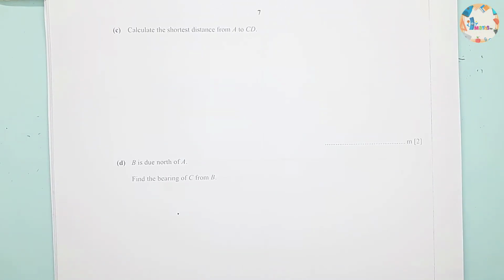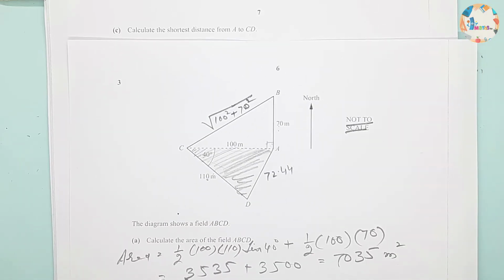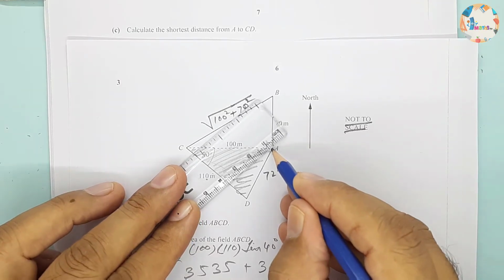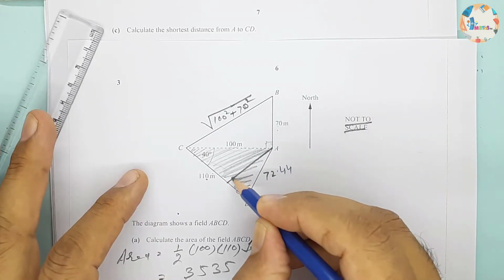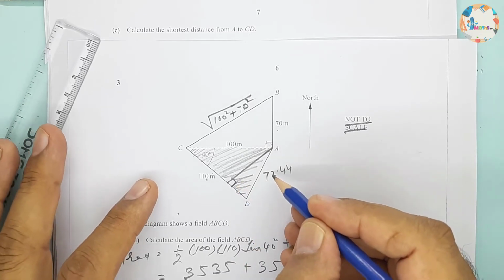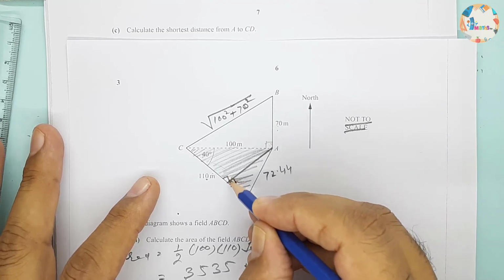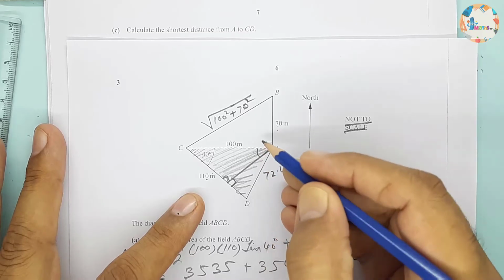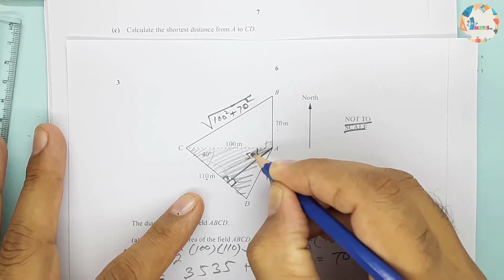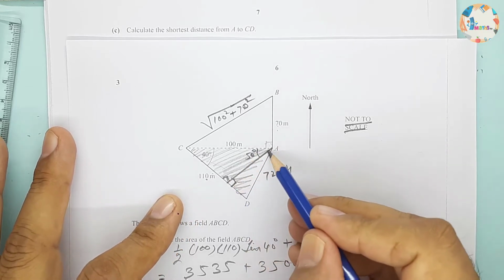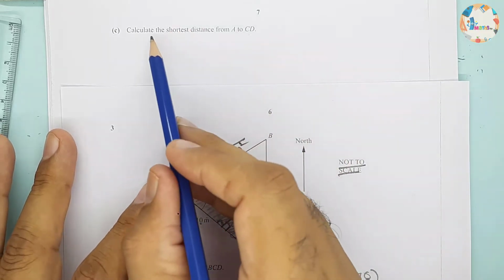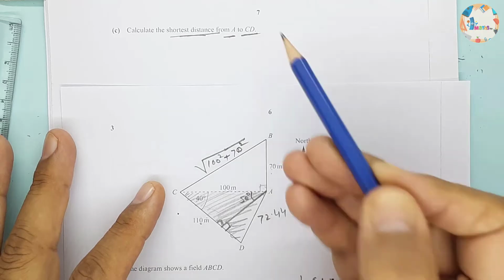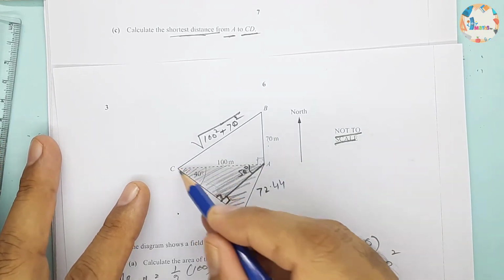Now part C: calculate the shortest distance from A to CD. To show the shortest distance, we can look at the diagram again. The shortest distance will be the perpendicular on this point. If we draw the perpendicular, it will make an angle of 90 degrees. This side will also be 90 degrees. So this is 40, so this angle will be 50 degrees, and this angle will also be 50 degrees. Hopefully you are understanding this. Now we can find this perpendicular, the shortest distance from A to CD.